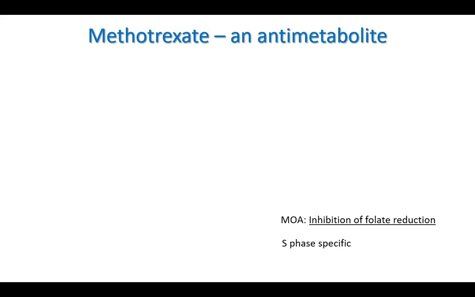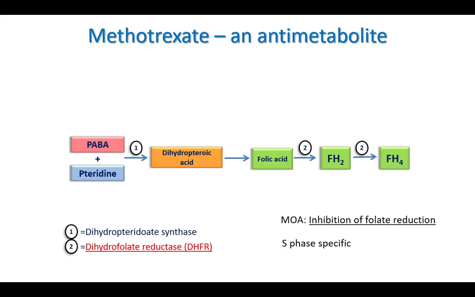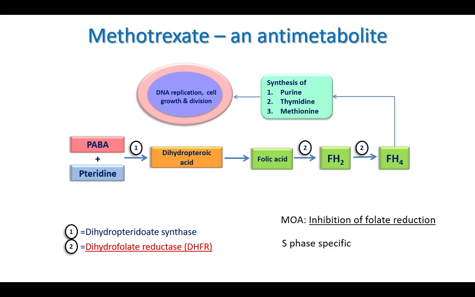Methotrexate, again an antimetabolite, as you told me, inhibits the reduction of folic acid to tetrahydrofolate by inhibiting the enzyme dihydrofolate reductase. So the folic acid that we have gets reduced to dihydrofolate and then tetrahydrofolate with the help of the enzyme dihydrofolate reductase, and we need FH4, tetrahydrofolate, for the synthesis of purines, thymidines, and methionine, which is important for cellular replication, growth and division. So methotrexate is inhibiting the enzyme dihydrofolate reductase.